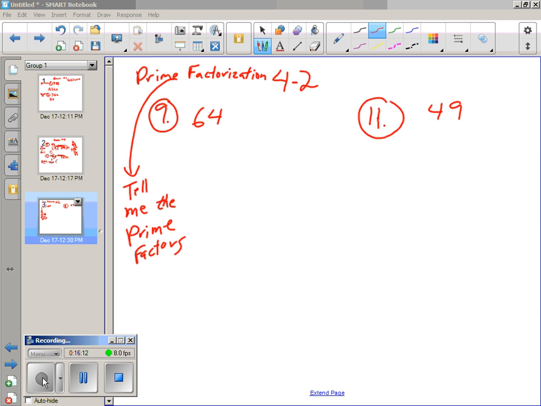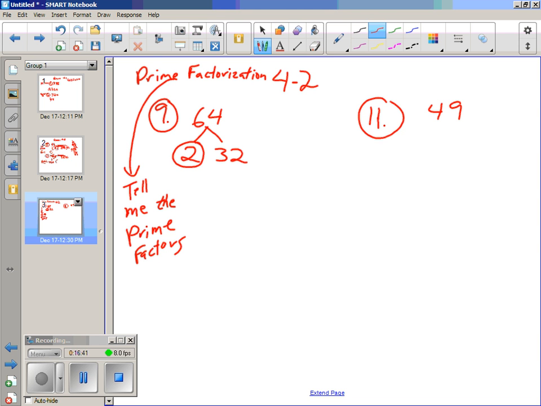All right, factor trees. The easiest way to do this is to use prime numbers right off the bat. So I know 2 is a prime number, is that right? And I know 2 is going to go in here because it's even. How many times will 2 go into 64? 32 times. Now I circle my prime numbers.